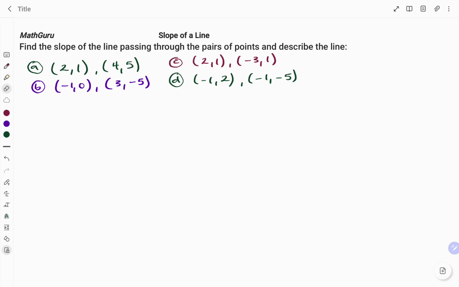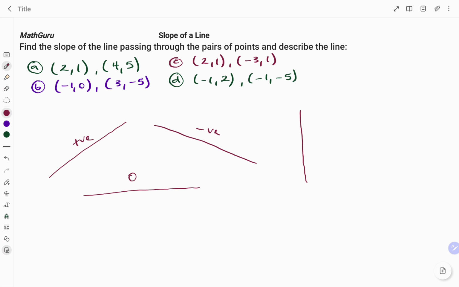The slope of a line refers to the inclination of that line, or the steepness of the line. If I have a positive slope, then it is rising from left to right. If I have a negative slope, then it is falling from left to right. So therefore, the slope is negative. And if I have a horizontal line, then if you do your calculations, the slope will be 0. And if I have a vertical line, we have the slope equal to infinity.